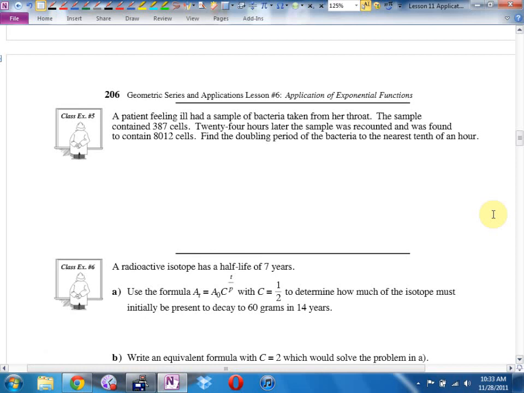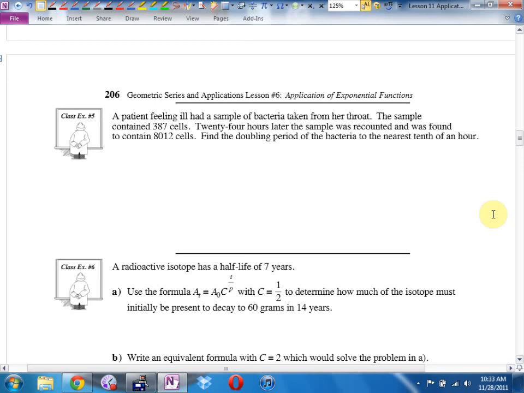Katie, you know what I'm going to do first? It's no longer blank. It gives me a systematic approach. I'm going to go A equals A0 C to the T over P.